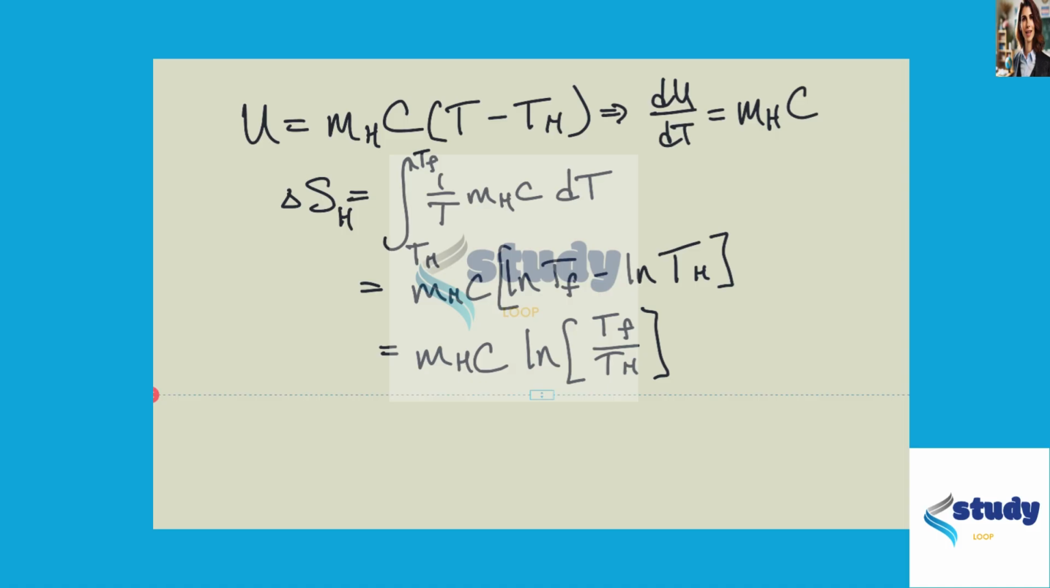Using our properties of the logarithm, that is the mass of the hot water times the heat capacity times the natural log of the temperature ratio, the final temperature divided by the initial temperature. We have everything here, so we can plug in numbers and we get minus 4,265 joules per Kelvin. So that's the change in entropy of the hot water. Its entropy went down.